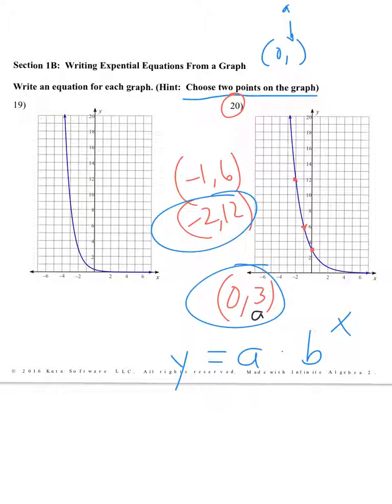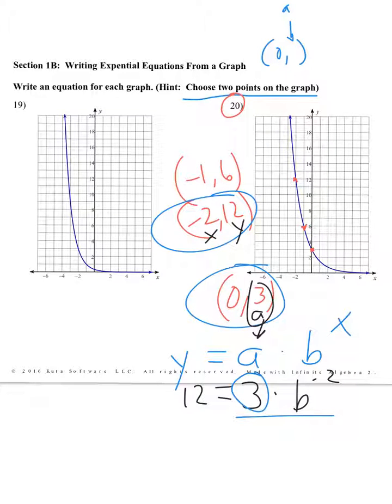Remember, this value is a right here, the y-intercept. So we're going to put 3 right in here. The other point that I pick, which I'm using (-2, 12), I'm going to pick x and y. So I've got times b to the -2nd power equals y, which is 12. Now you're going to solve this for b. Okay? So the first step is always to divide by whatever this number is, so I get my b to the power alone. In this case we got a negative exponent, and we'll have to learn how to deal with that here in a second. But we're going to divide by 3.